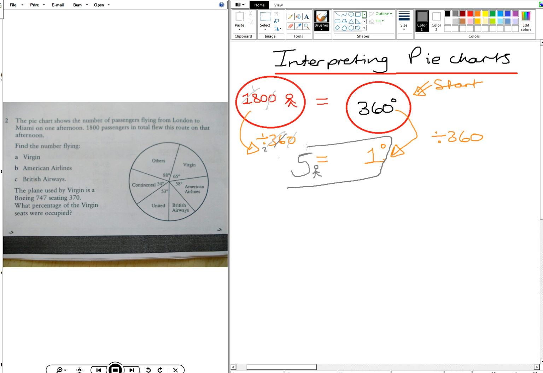So what we worked out here in a sense is our multiplier. The question says find the number flying Virgin. So we go over here now. So for 2A, the Virgin Airlines, what was the degrees of Virgin Airlines, Amina, on the diagram? 65. So 65 degrees is represented by the Virgin flights. We know that each degree is worth how many people? It's worth 5 people. So 65 times by 5.